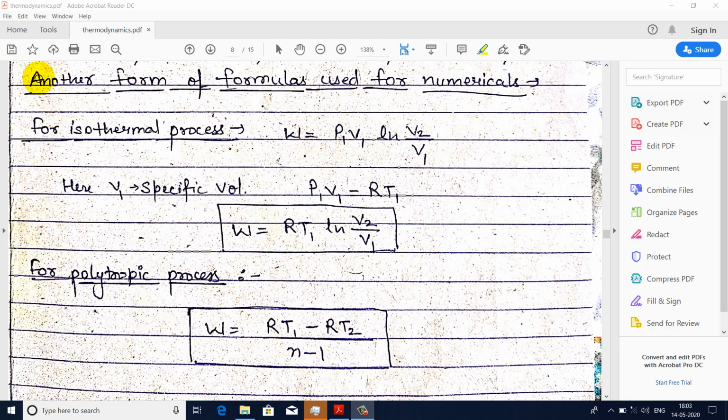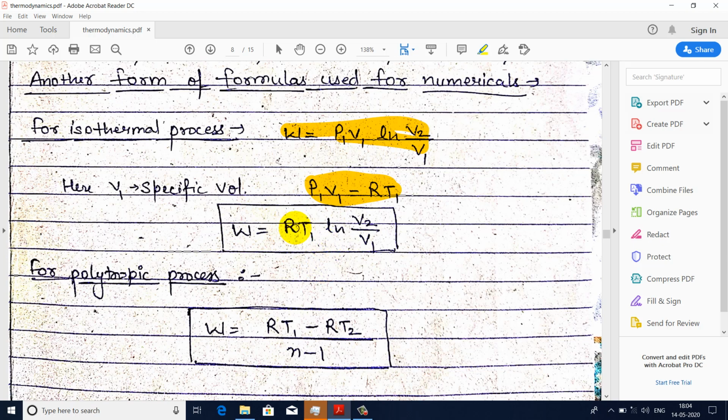As discussed earlier in the previous lecture, we studied the formula for work transfer for different processes. There is another form of formulas which can be used for solving numericals. In case of isothermal process, we studied that the formula for work transfer is P1 V1 ln V2 upon V1. Here V1 is specific volume. We know the gas relation, that in case of ideal gases the relation is P1 V1 equals RT1. Therefore in place of P1 V1 we can write RT1. So the formula for work transfer becomes this.